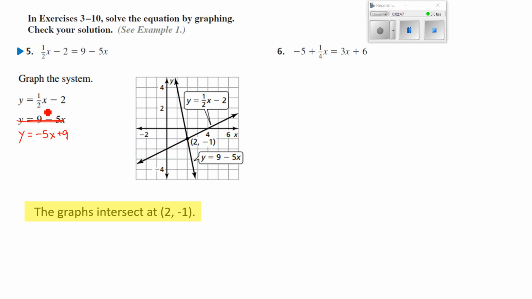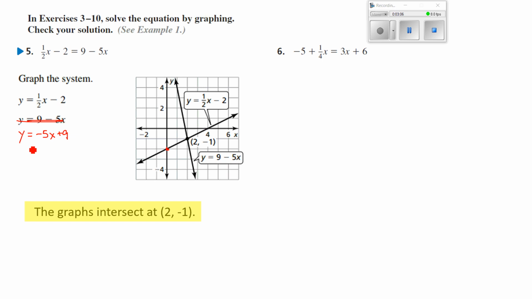And now that we've done that, we go to -2 on our y-axis. And since it's 1 over 2, we go up 1 and over 2. That's what they did here. They went up 1 and over 2. Up 1 and over 2, and they made this line.